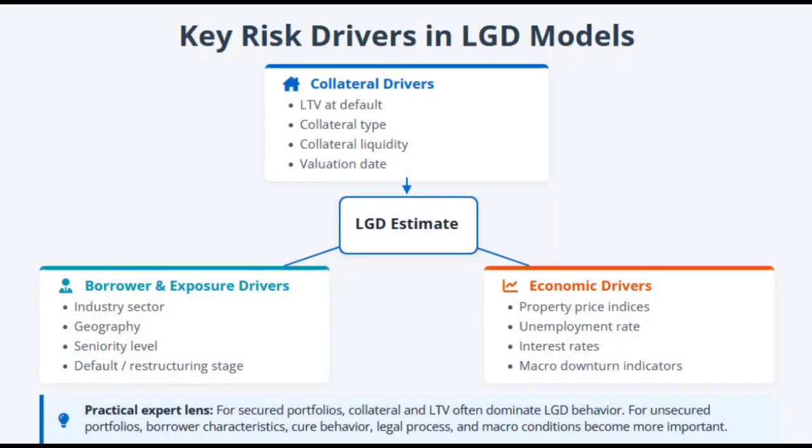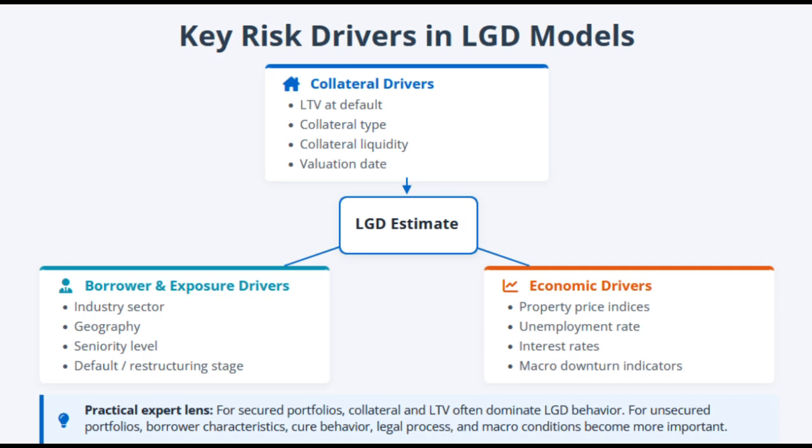Now let's discuss the key risk drivers in the LGD model. First are the collateral-related variables, like the LTV, the loan-to-value ratio at default, most important for secured portfolios. Collateral type: residential property versus commercial, versus vehicle, versus equipment. Collateral liquidity: how quickly can it be sold in difficult situations.